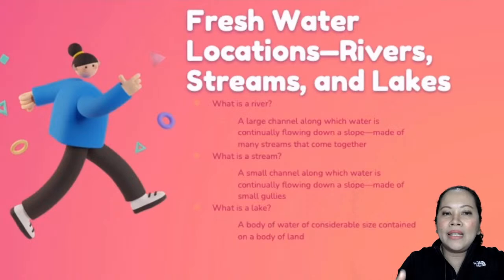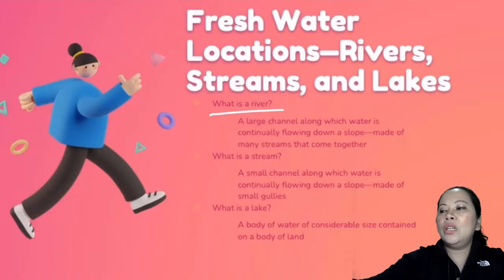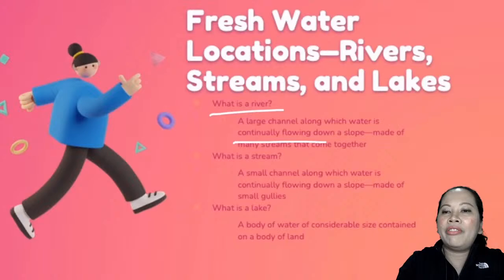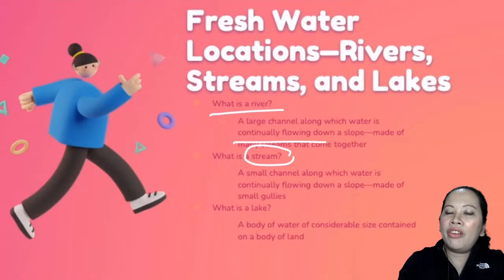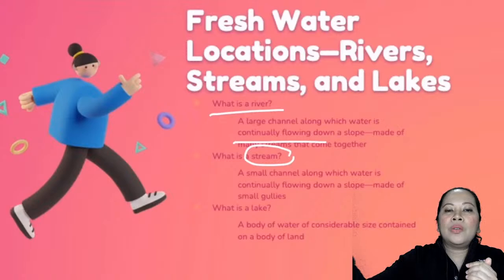So when we say river, this is a large channel along which your water is continually flowing. So the key word here is continually flowing. Okay, it's made up of many streams that come together. That is a river. Now, a stream is a small channel along which water is continually flowing as well. It is down the slope, made of small gullies. So that is a stream. I think you have been to a stream, so it's a small part of the river. So that's where water is continually flowing.